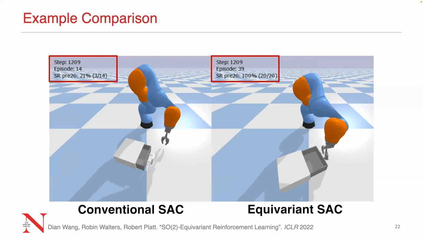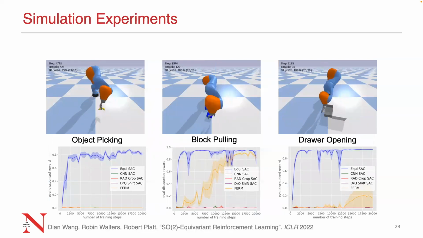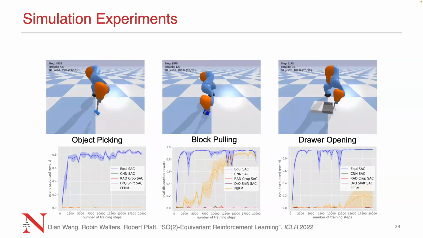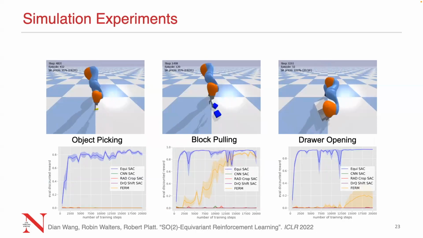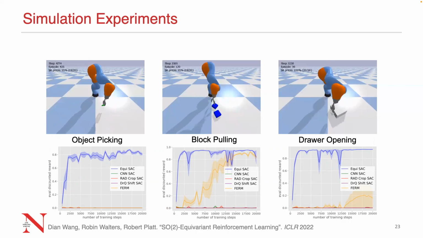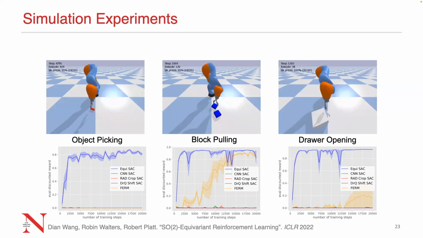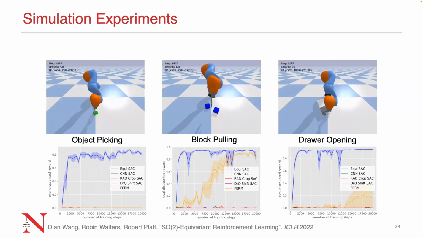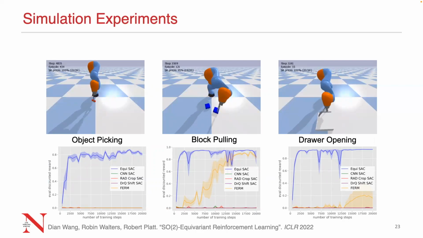Yeah. Okay, so we did some experiments in different environments. Here I have object picking, where for each episode the robot needs to pick up some object, and block pulling, where the robot needs to pull one of the two blocks so that they are making contact with each other. And then drawer opening is just opening the drawer. Here on the bottom, I have the so-called learning curves, where the x-axis is the number of training steps and the y-axis is the evaluation performance.